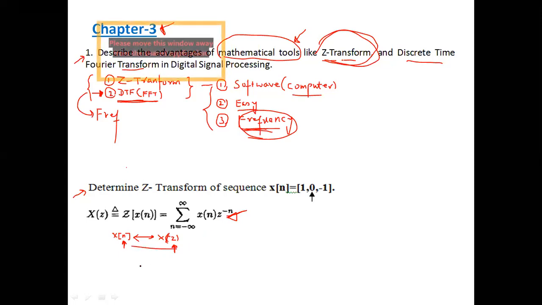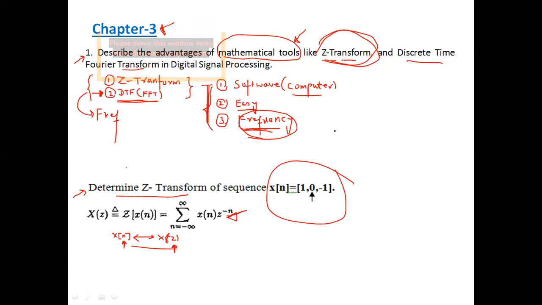Why do we need to transform? Here you see I explained the advantage. Okay, for computer implementation, for simplicity, and to convert time into frequency. So that's why we need to determine the transform of the x of n given here. Okay, so let's see.